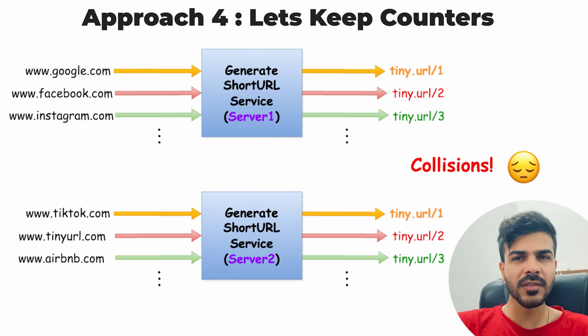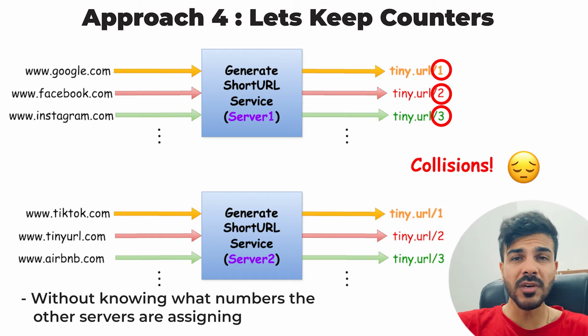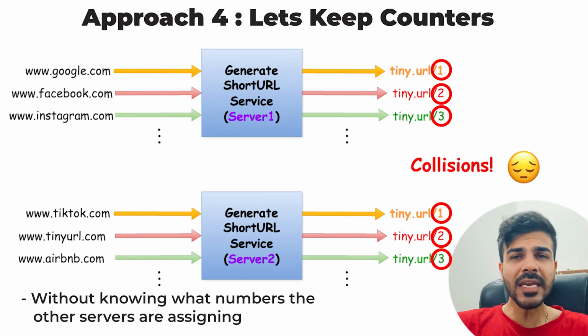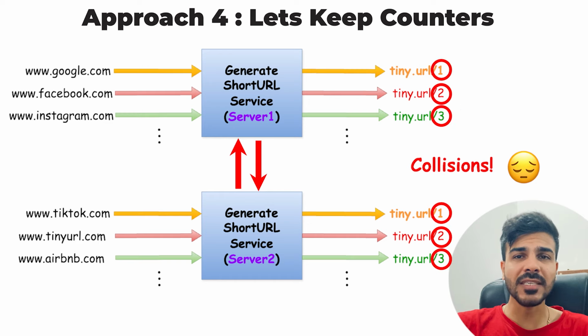If you run this algorithm independently on different servers, the same issue arises. Each server starts generating the numbers from 1, 2, 3, and so on, without knowing what numbers the other servers are assigning. This leads to collisions again. Now, to solve this, we need a way for all the servers to coordinate with each other, so that they don't generate the same numbers and there is no overlap. Now, how can we achieve this?